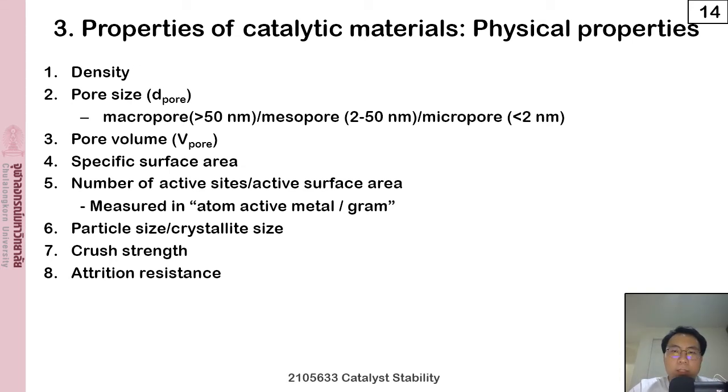So the pore size can be classified into 3 main types. The first one is the macropore, which is a pore of the catalyst for the reactants to enter. This type of pore is larger than 50 nanometers, while the mesopore is between 2 to 50 nanometers. And the last one, the smallest pore, is the micropore, which is smaller than 2 nanometers.